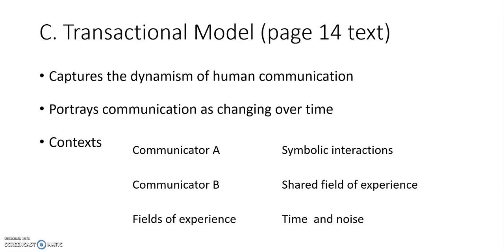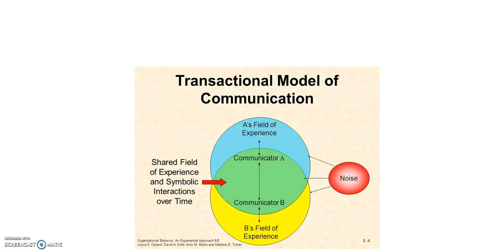And it tries to capture how dynamic communication is. If something is dynamic, it is constantly changing. Anything that's dynamic changes a lot. So a dynamic relationship is one that from day to day may be very different. And the transactional model also shows that time makes a difference. Your communication with one person today may not be the same as your communication with that one person next week, because communicator A and B have different contexts. They have different experiences. They have different backgrounds. And all of these things impact the transaction that happens when there's communication.